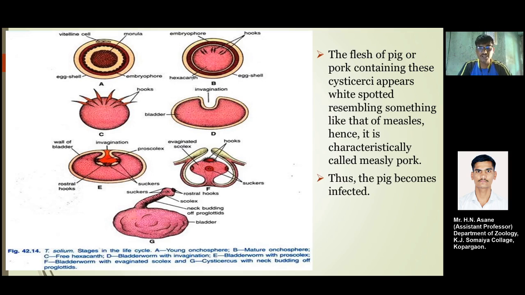As you focus on picture E, that is the bladder worm with the protoscolex, okay. That means the development of this scolex happens over there, okay, and after that the suckers are going to form in this scolex, okay, the rostral hooks are formed, okay, the rostellum is going to form, okay, the body of this bladder-like shape, and the protoscolex is going to invaginate from that particular bladder worm, okay.